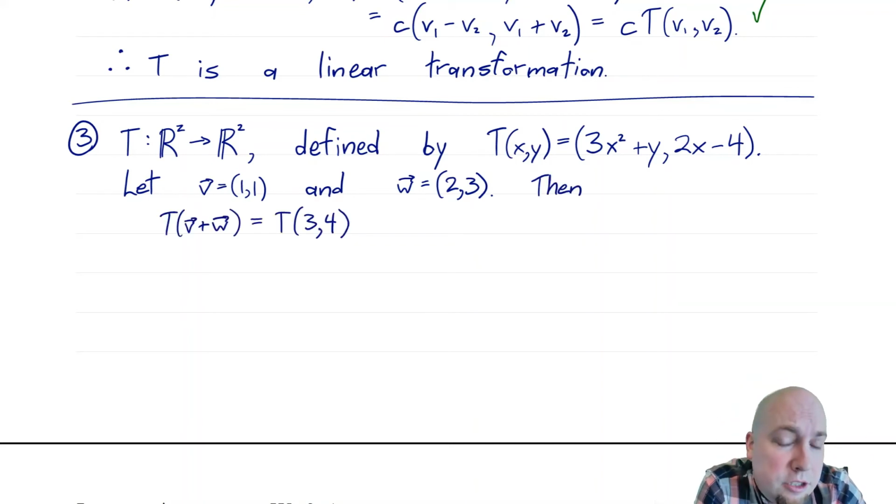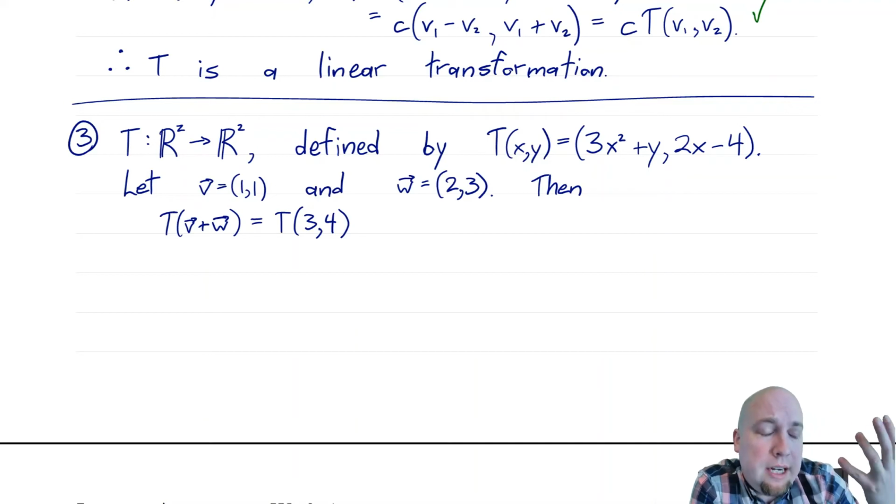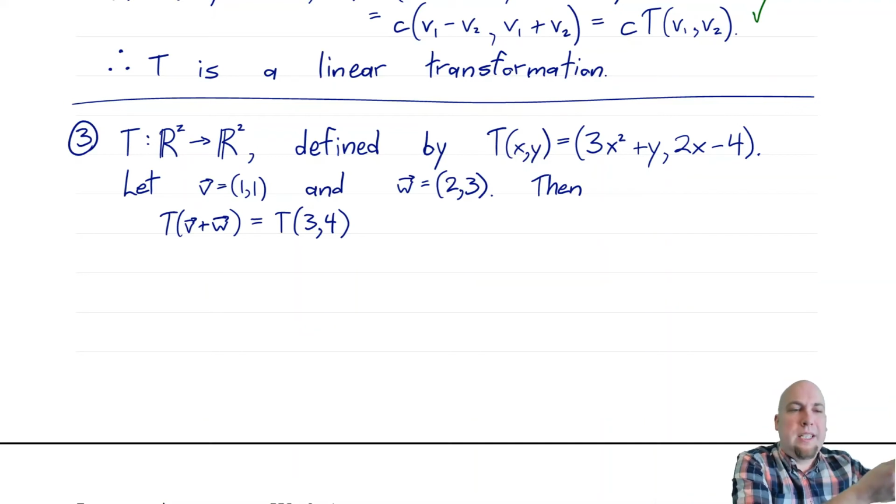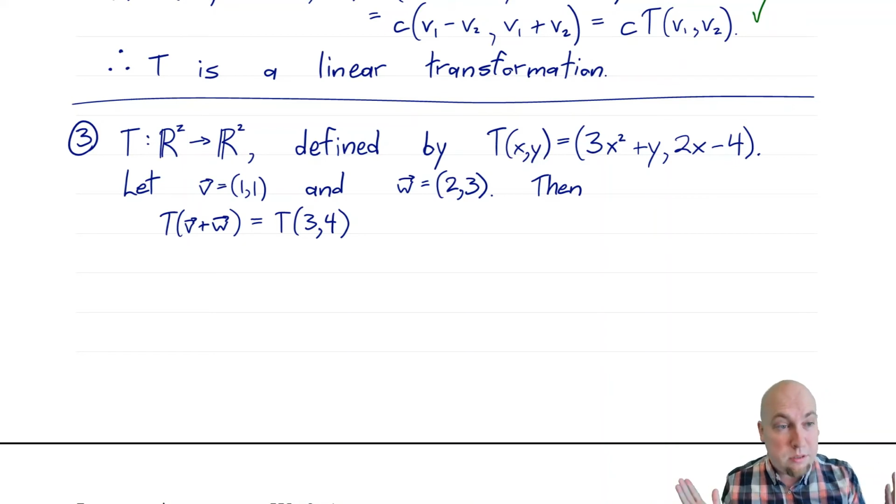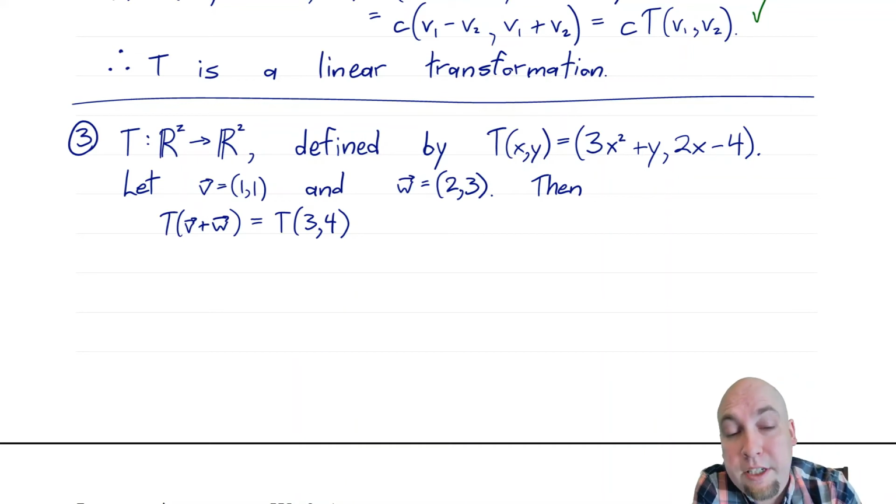Then I'm just going to check: do the defining properties of a linear transformation hold for these two vectors? If they do hold, it tells me nothing, unfortunately. But if they don't hold, then that's a counterexample that shows it's not a linear transformation.